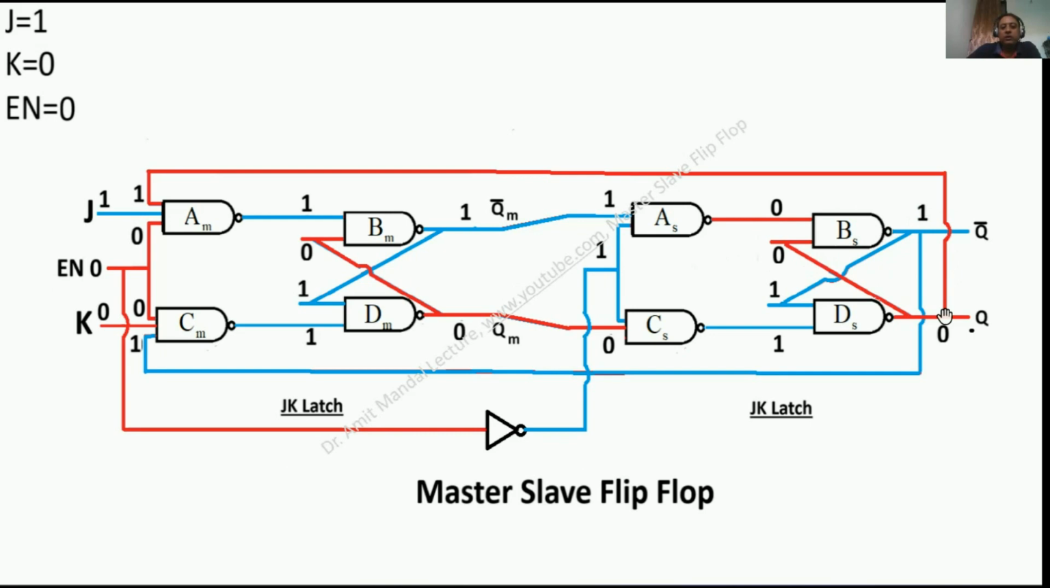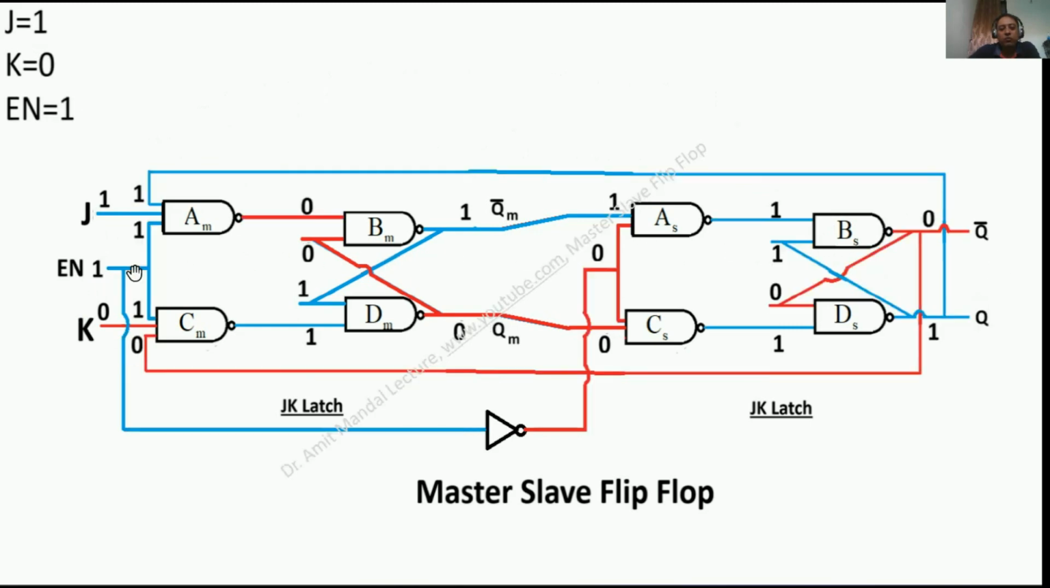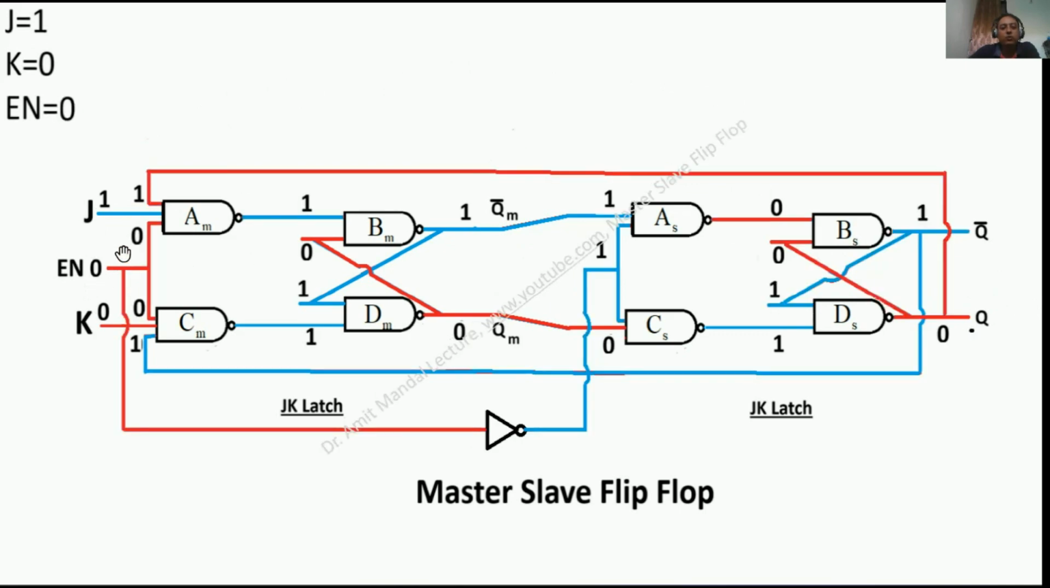So this is what a master slave flip flop is. In case we want to change the ultimate output, that is Q and Q naught, then enable has to first of all become 1, or clock signal has to become 1, and then again become 0. So 0 to 1 and 1 to 0, that will make the change at the overall output of this system. So this is called a master slave flip flop.